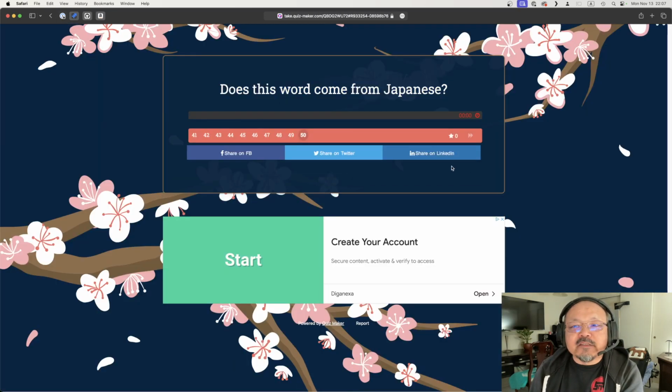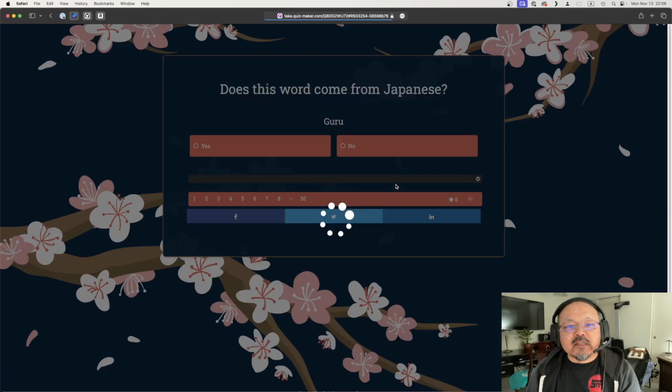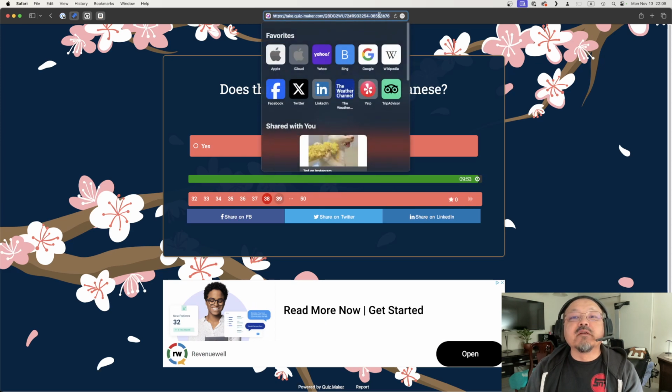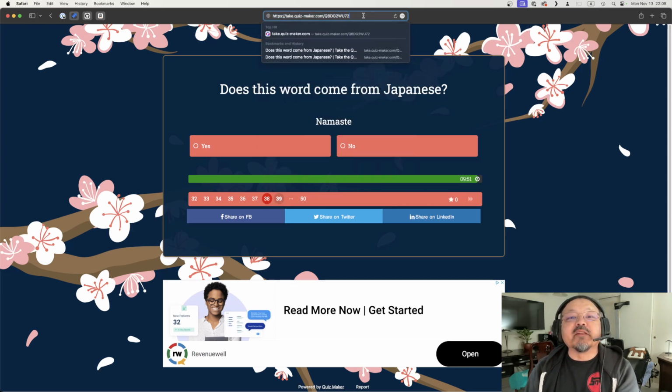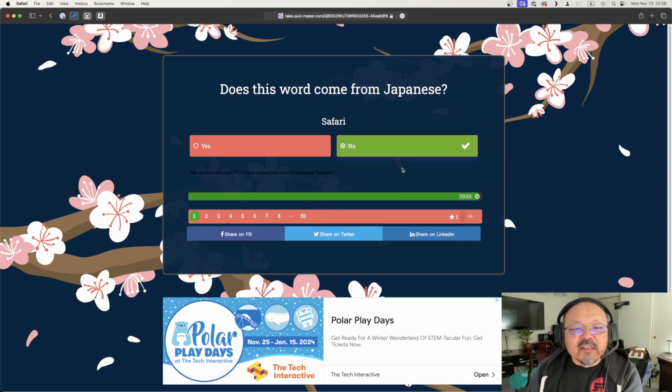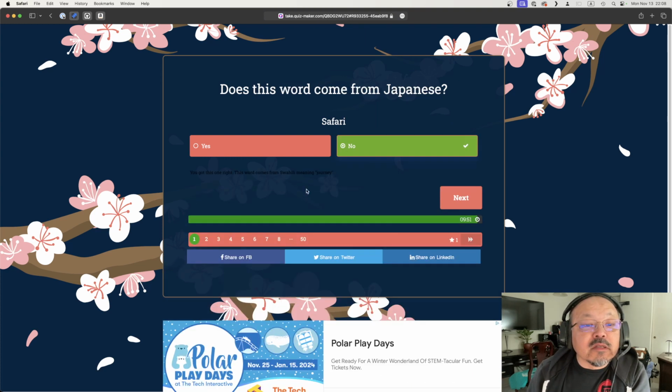So, does this word come from Japanese? Oh, why is it at the end? How do I restart? Maybe this. Okay, yeah. Okay, so is Safari Japanese? Well, obviously not. No. Well, they didn't quite do that right.